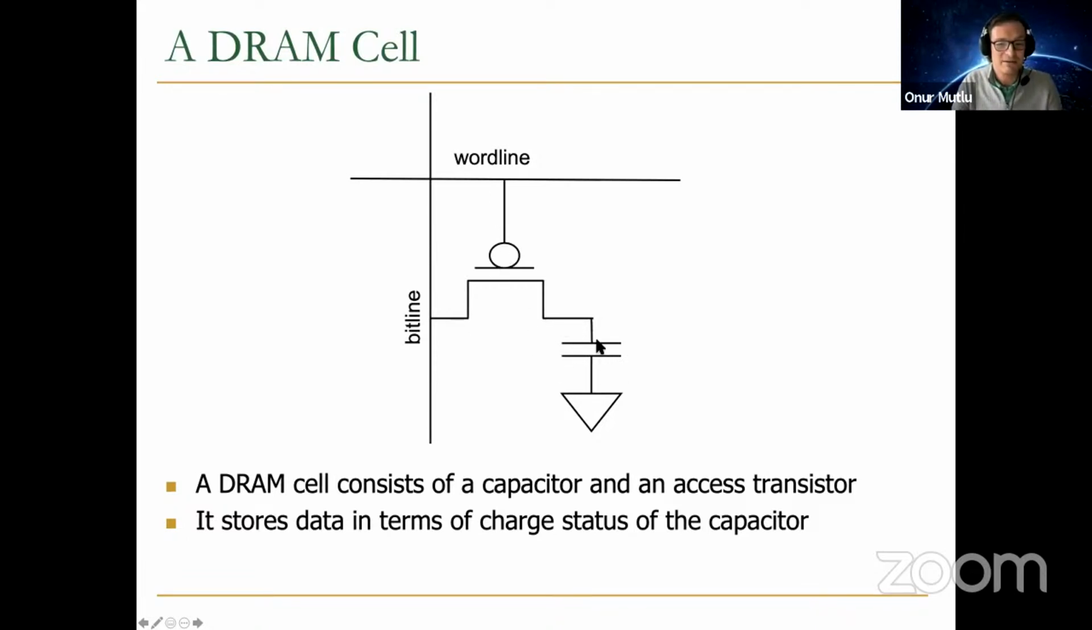And you need to be able to actually access that charge. The presence of charge indicates a 1, let's say. The absence of charge indicates a 0. That's, of course, an encoding issue.